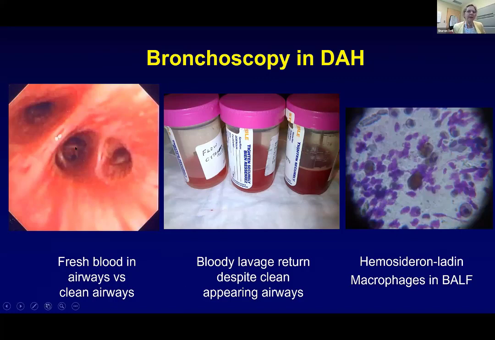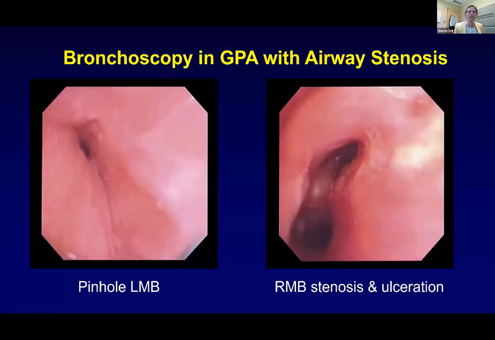The bronchoscopy in diffuse alveolar hemorrhage is quite important. On the left panel here, I'm showing some airways that obviously have fresh blood in them, but you usually don't see that with diffuse alveolar hemorrhage. You actually usually see very clean looking airways. And then when you do your BAL, you get this progressively bloody return. And when you send it to the pathology lab to look under the microscope, they see hemosiderin-laden macrophages, and then you have your diagnosis of diffuse alveolar hemorrhage. You'll probably hear more about that next week in your ILD session.